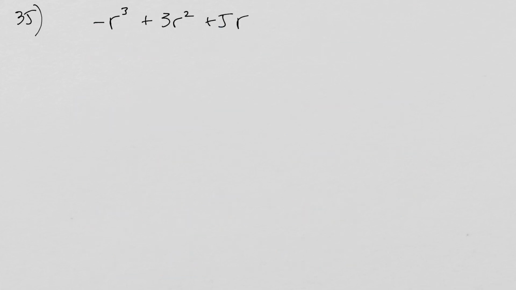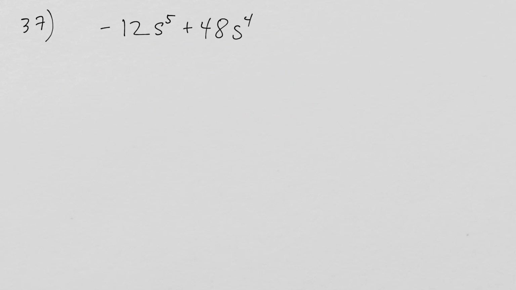Okay, so there's an r common to everything, but instead of just pulling out an r, I'm going to pull out a negative r because I don't want my leading coefficient to be negative. So that's going to make this a positive r squared. This will make this a negative 3r, and this will make this a negative 5. And that's all you can do.